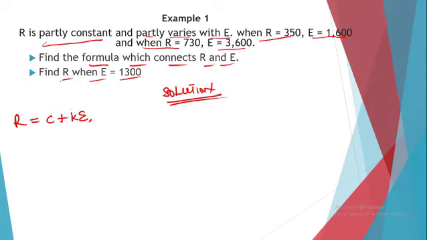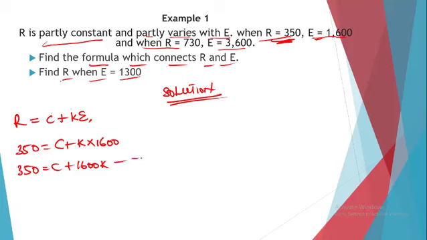Now we substitute the values of E and R. Here they told us that when R is equal to 350, E is 1600. So we have 350 equal to C plus K times 1600. So 350 will give us C plus 1600K. We call this our equation 1.